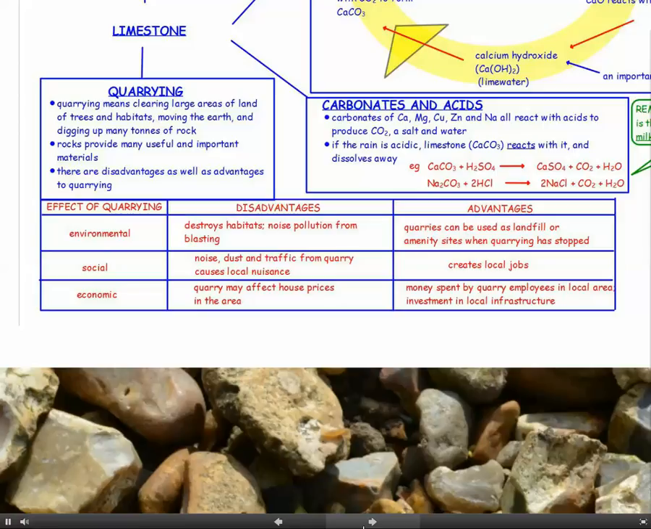But the advantages are that the money spent by the quarry employees in the local area can boost the local economy, and also quite often the mining companies may invest in the local infrastructure. For example, they may build a nice new road or a lovely bypass for the town, which is an advantage.